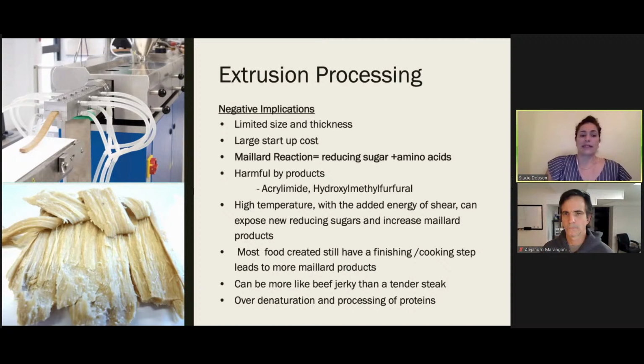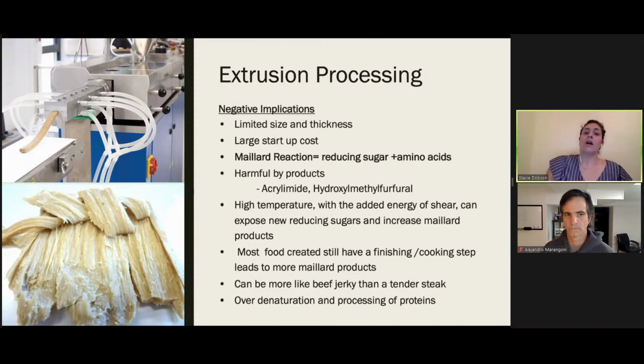And that product is pretty tough, as I've tasted some myself, and it's more of a beef jerky than a tender steak. And to get that tender steak, it involves marinating and soaking for long periods of time to get that moisture back into the product. So that leaves us with the question, what can we do to fill that gap?